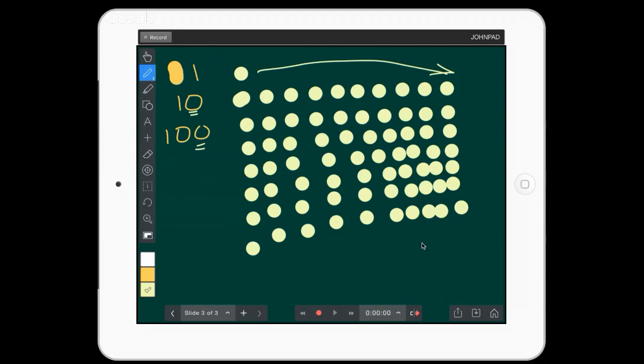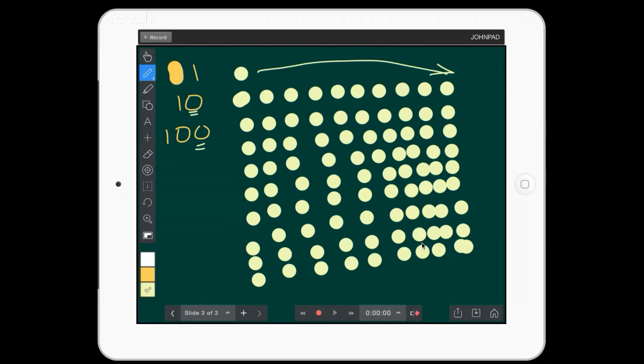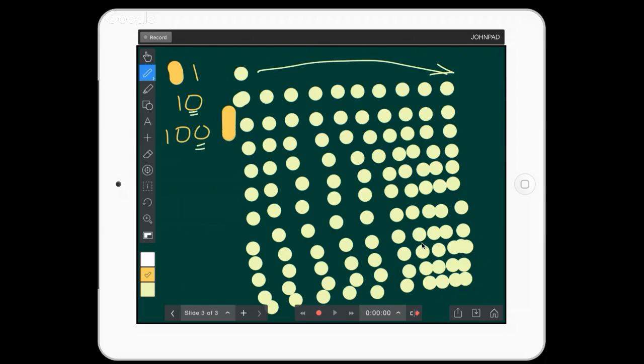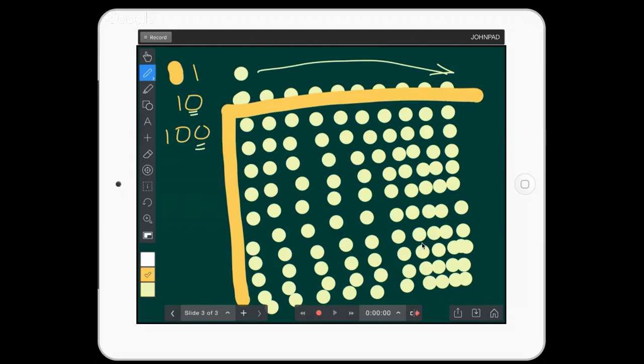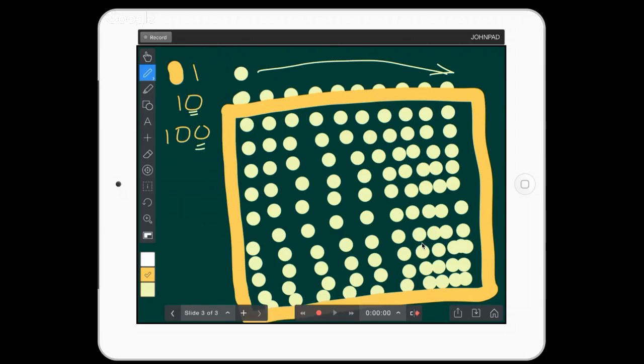How many have I done here? 1, 2, 3, 4, 5, 6, 7, 8, 9, 10. Now, that's 100, all right? It takes 10 times as long to make 100 dots as it takes to make 10 dots. That block is 100.